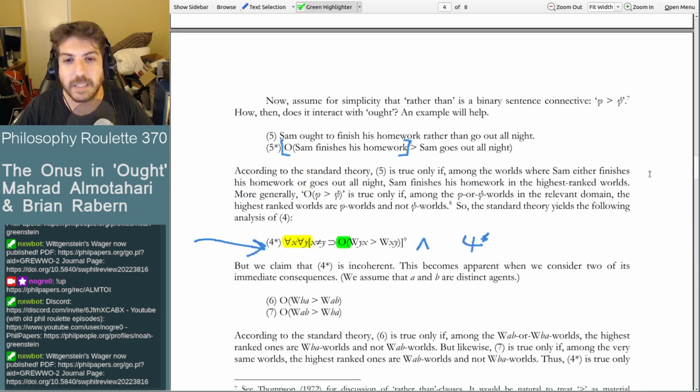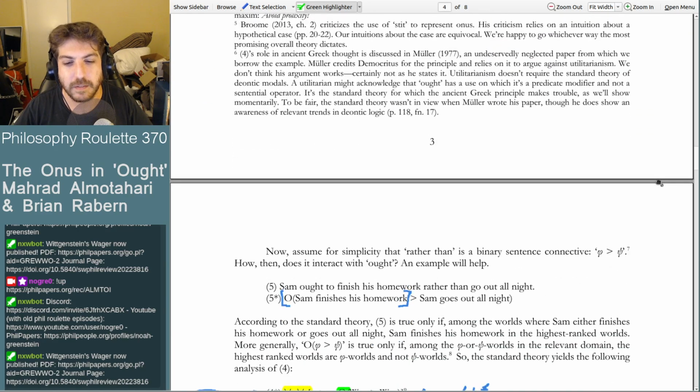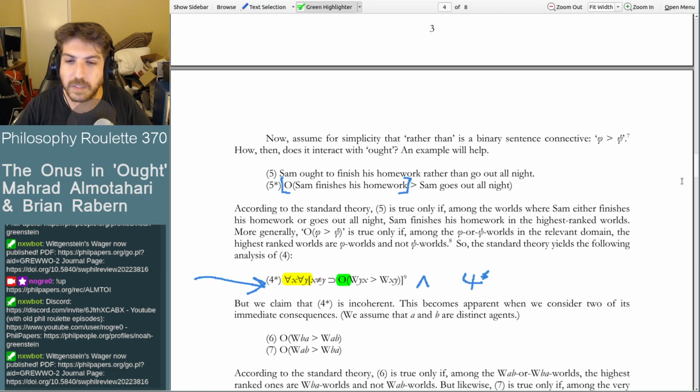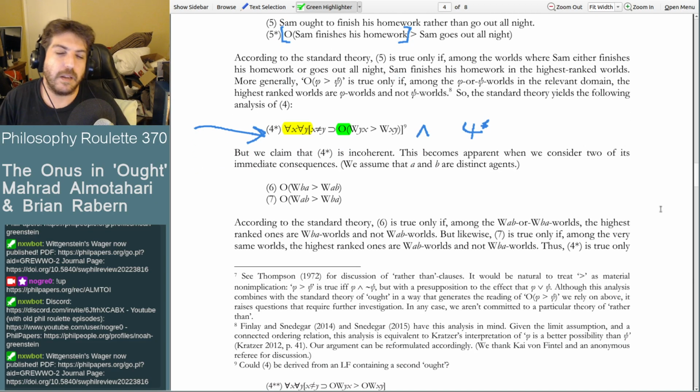Yeah, but this is the problem again. One ought to be wronged by another person rather than to wrong them. But again, how is it that for any X, any Y, and they're not the same person, one ought to prefer to be wronged by another person than to wrong them? And then you can swap it around, because the other person would say the same thing.